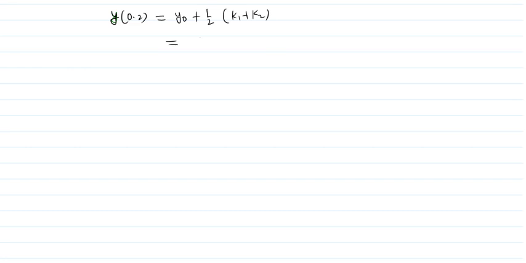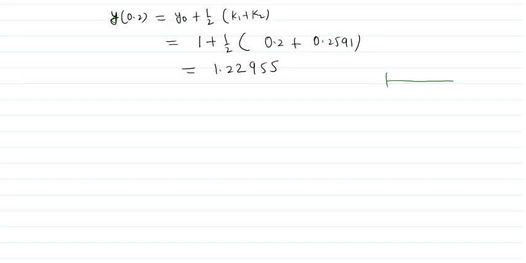is y0 plus 1 by 2 (k1 plus k2). So 1 plus 1 by 2, where k1 is 0.2 and k2 is 0.2591. So this is approximately 1.22955. Okay, so I started with 0 and the solution at 0 is given as 1, and the solution at 0.2 I got 1.2295, and similarly you need to find the solution at 0.4.